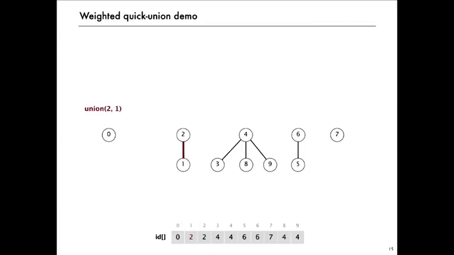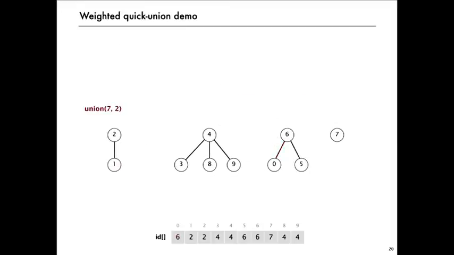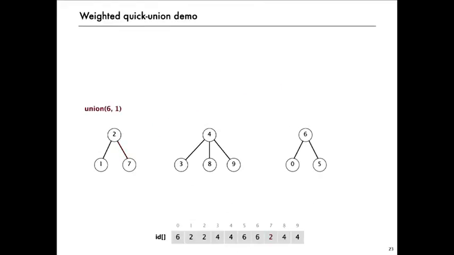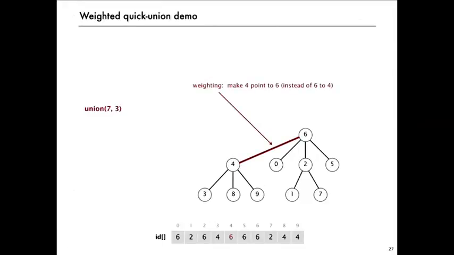2 and 1. 5 and 0. So now 5's in the bigger tree, so 0 goes below. 7 and 2. 2's in the bigger tree, so 7 goes below. 6 and 1. They're in equal size trees. And 7 and 3, 3's in the smaller tree, so it goes below. So the weighted algorithm always makes sure that the smaller tree goes below.